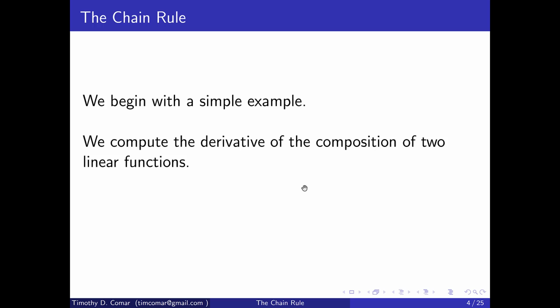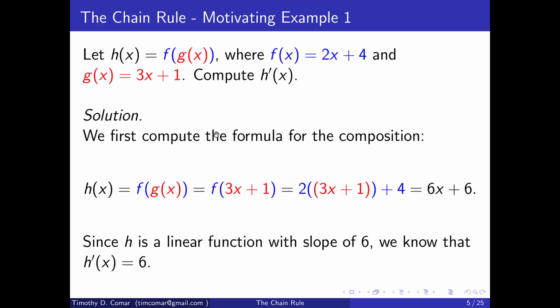We begin with a simple example, and we will compute the derivative of the composition of two linear functions. So let h here, again, be the composition of f and g, where f of x is 2x plus 4 and g of x is 3x plus 1. We will now compute the derivative of h. So we first compute the formula for the composition. So h of x is this composition of f and g. So we will substitute the formula for g inside of f over here. So we'll multiply the 2 times the 3x plus 1, and then add the 4. We get 6x plus 6.